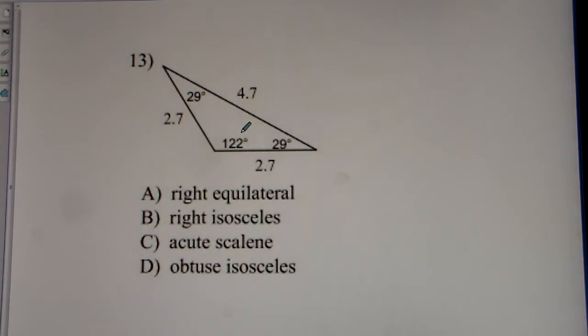Number 13, we have an angle that's bigger than 90 degrees, so we know it's obtuse. 2 out of the 3 sides are the same, so it's isosceles. So we have an obtuse isosceles triangle for number 13.